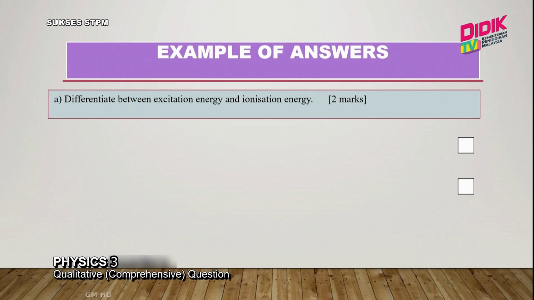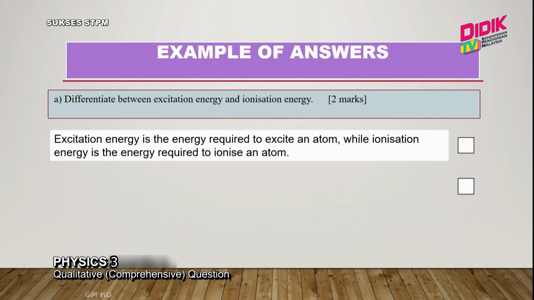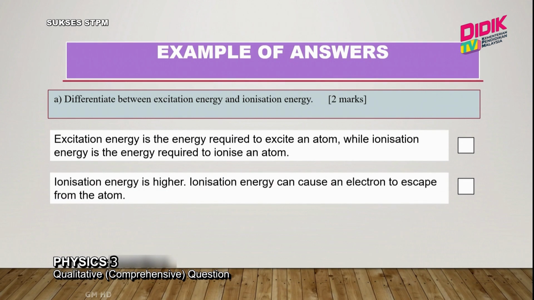Let's see the first question. Excitation energy is the energy required to excite an atom, while ionization energy is the energy required to ionize an atom. Let's look at another example of an answer that the candidate may give: ionization energy is higher. Ionization energy can cause an electron to escape from the atom.